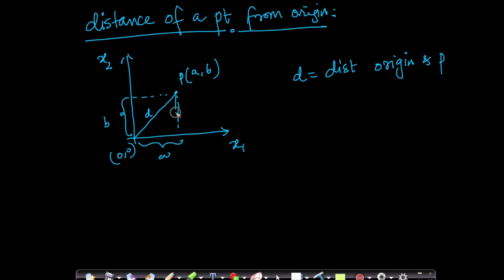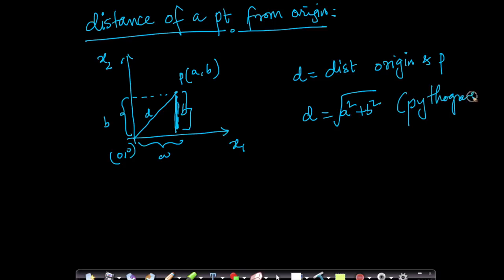If you just simply apply Pythagoras theorem, this length is B, this length is A. So what is D? D is nothing but square root of A square plus B square. Simple Pythagoras theorem, right? This comes by just applying your simple Pythagoras theorem. Okay, this is in 2D.